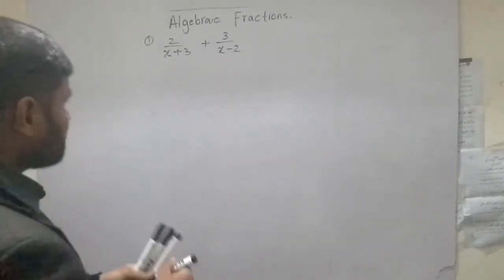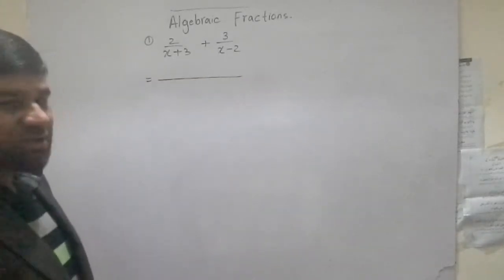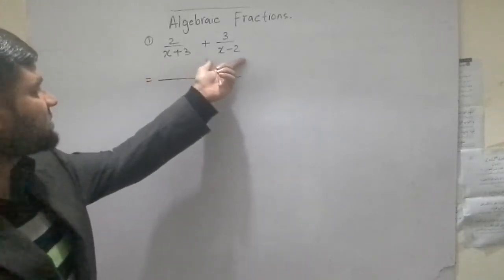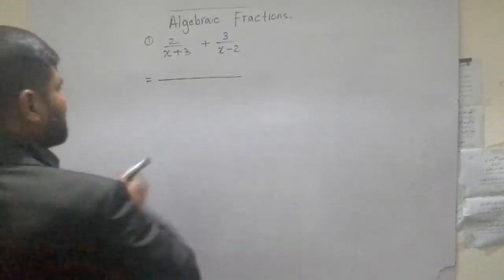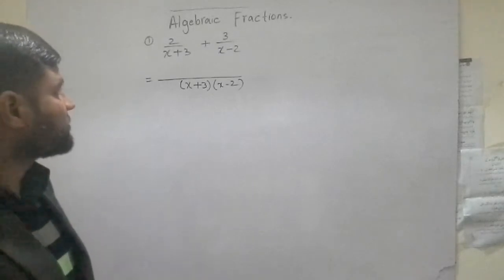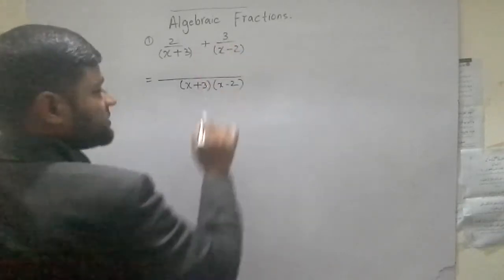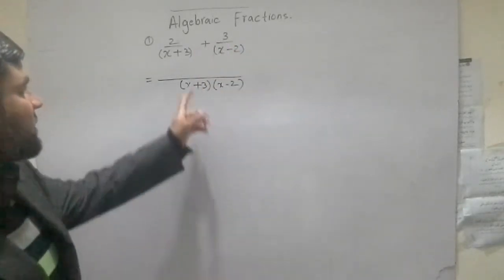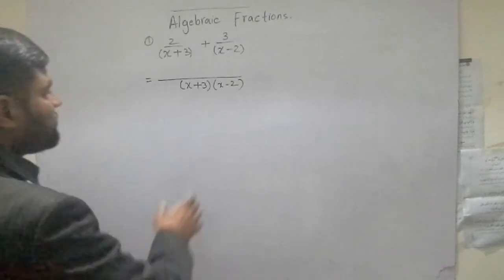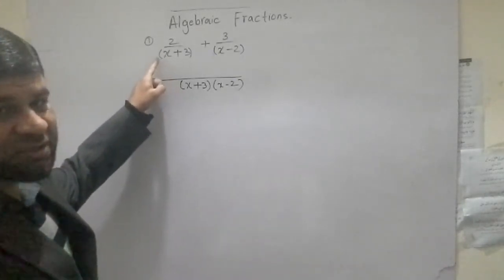So how are we going to start? We can take the LCM, which is called the least common multiple or lowest common multiple. The least common multiple of x plus 3 and x minus 2 will be x plus 3 and x minus 2 as it is. Just imagine that these are two different expressions, there is nothing common in these two, so it comes as it is.